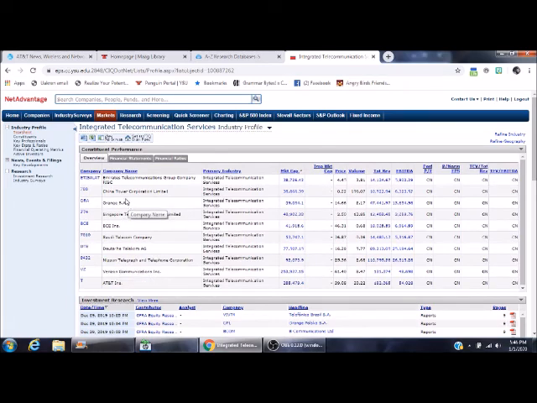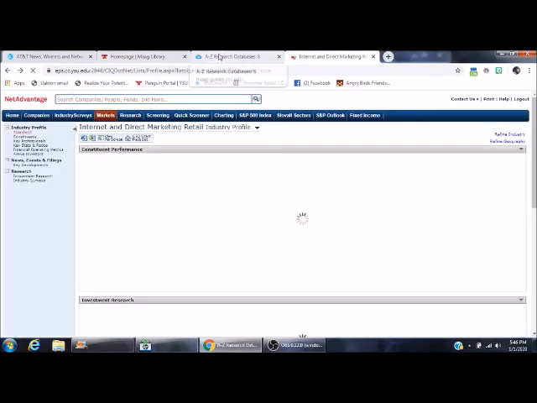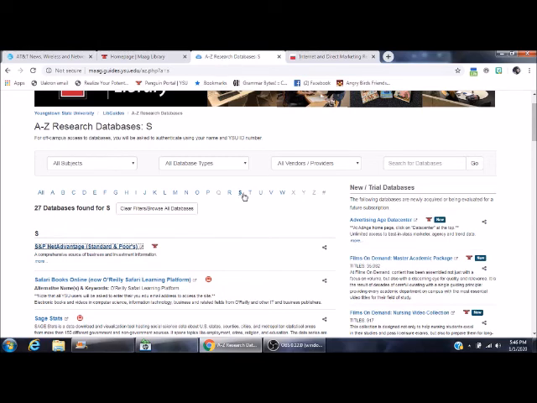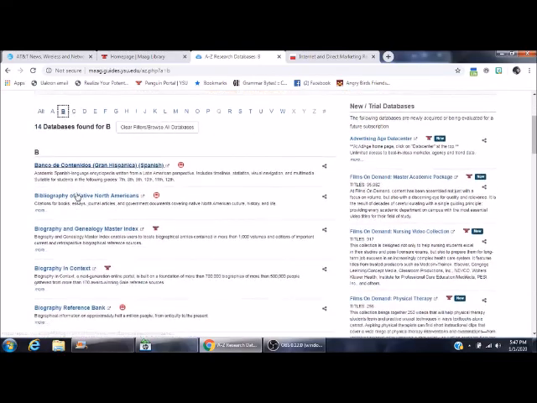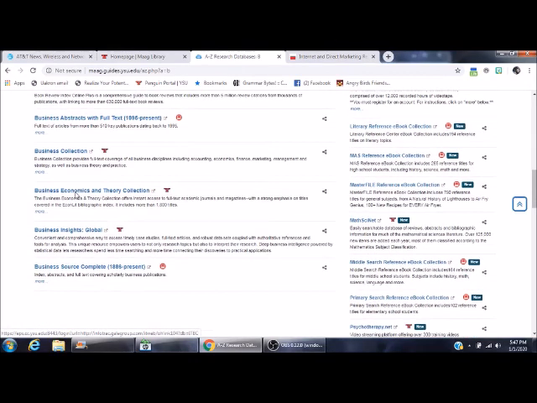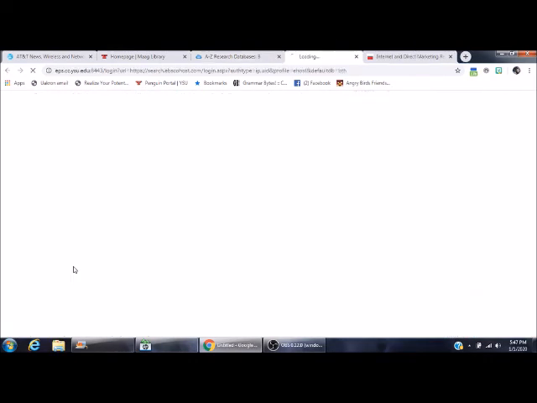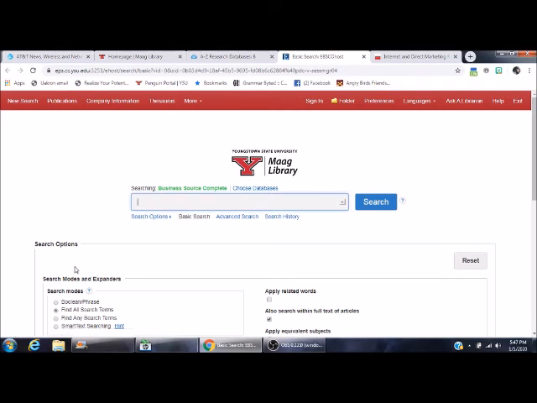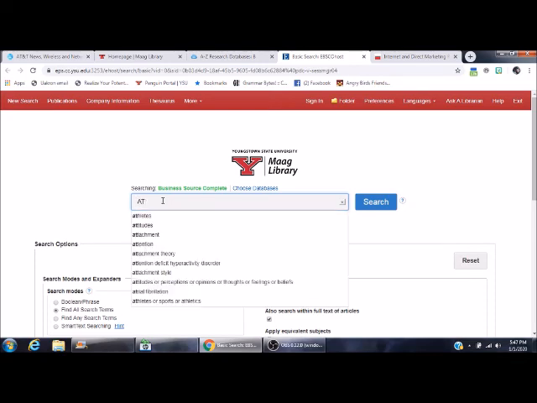So that's the S&P NetAdvantage database. Again, to get to that, I went to A to Z Research Databases, clicked on S, and chose S&P NetAdvantage. Next, I'm going to look at Business Source Complete by clicking on B. Scroll down. There's Business Collection that we'll look at momentarily. Business Source Complete. This one is hosted through EBSCO, I believe. Yeah. So there are many databases through EBSCO. This is just one of them. And I'm going to put in my company name, AT&T.